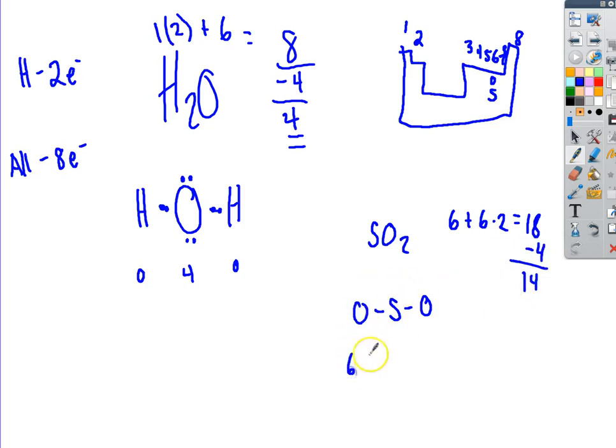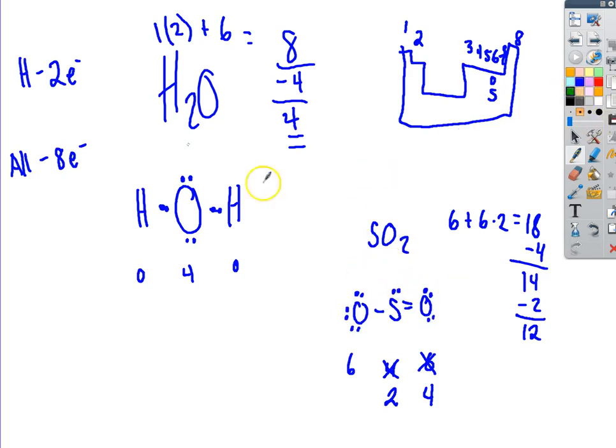Oxygen right here still needs 6 because it only has 2. This sulfur needs 4. This oxygen needs 6. That's 16. I don't have enough. When you don't have enough, remember you have to add a bond. So I'm going to add a bond here. And that gets me to 12. Since I added a bond here, this number is going to change and this number is going to change because they're sharing more electrons now. This will change to a 2 and this will change to a 4. 6 plus 2 plus 4 is 12. I have 12, so I put the dots. 6 here, 2 here, and 4 here.